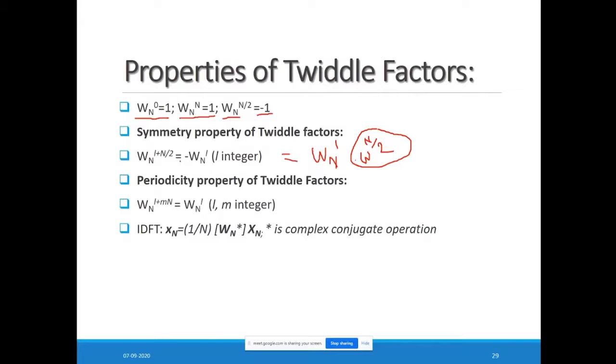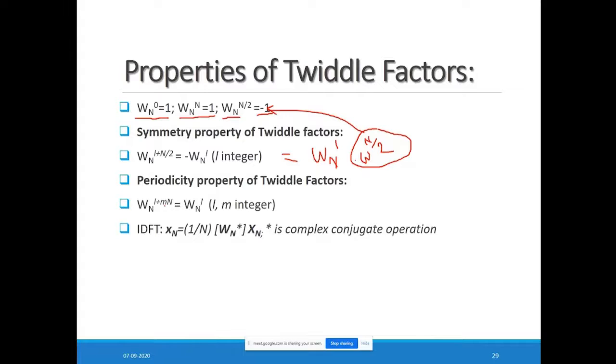So what happened? That is equal to minus omega suffix n raised to L, where L is an integer. This is known as the symmetry property of the twiddle factor. So omega suffix n raised to L plus n by 2 is equal to minus omega suffix n raised to L, where L is an integer. Here we replace this term with this value.